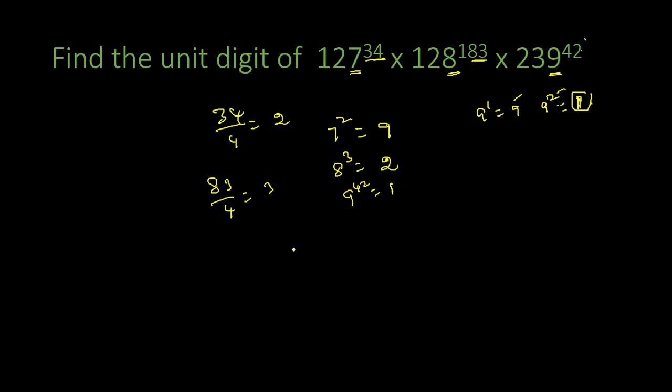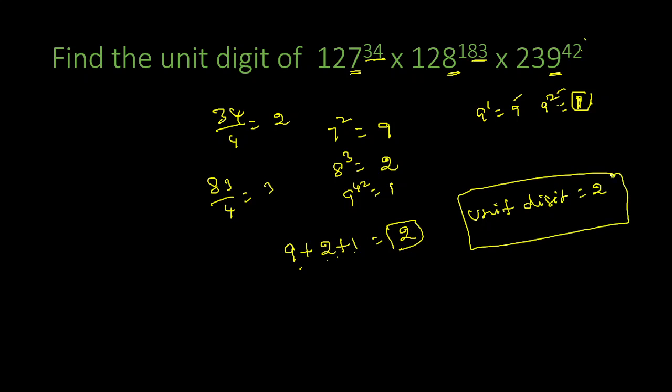So we have 9 as a unit digit here, then 2 as a unit digit and 1 as a unit digit. 9 plus 2 is 11, 11 plus 1 is 12. So the answer is 2. So the unit digit for this result is actually 2. For this problem, it is 2. We'll go for the next one.